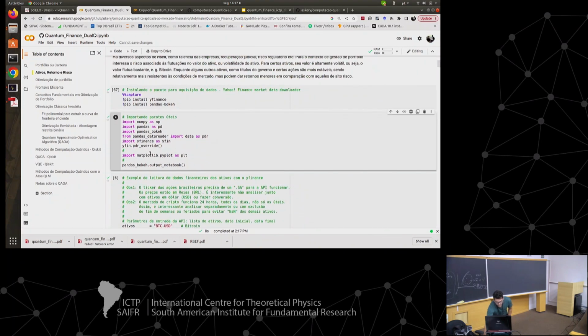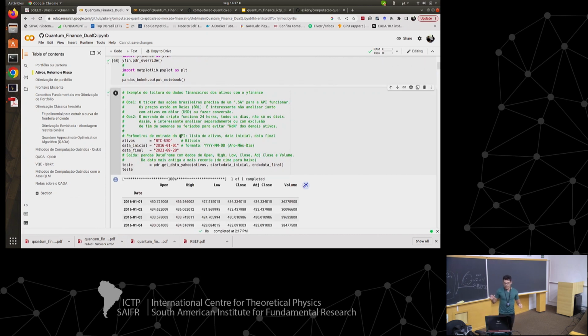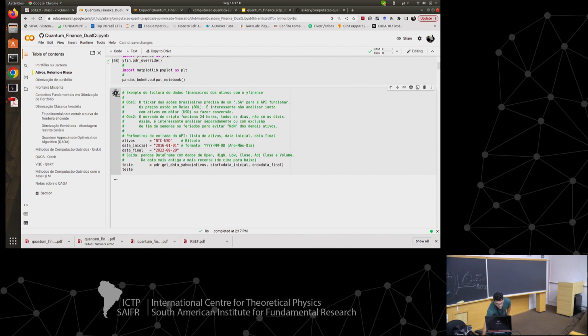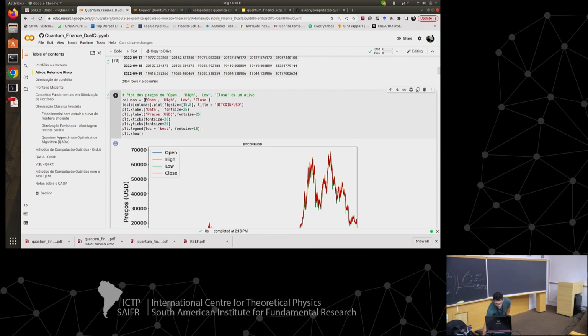So here you get some useful packages. Here I put just an example of Bitcoin, and I froze the time frame until September 2001, because in the paper it was there, but you can change it here and get more recent prices. Then you can plot. Here I'm plotting open, high, low, and close values for a given day. In my plots, it was only the close price, preço de fechamento.